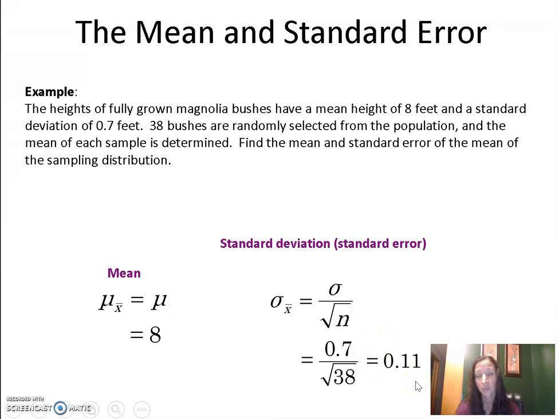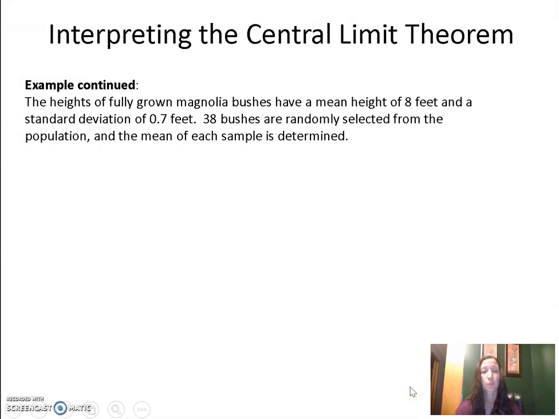I do not recommend rounding in intermediate steps. I've told you this since the first night of class that you should not round. So if you were to go forward with this problem, whether it be by hand or using technology, you should really enter the entire value of the standard error of the mean, not the rounded value of 0.11 as listed here.